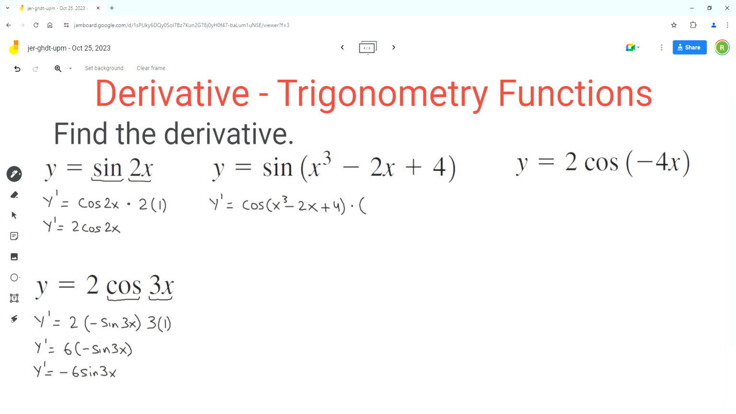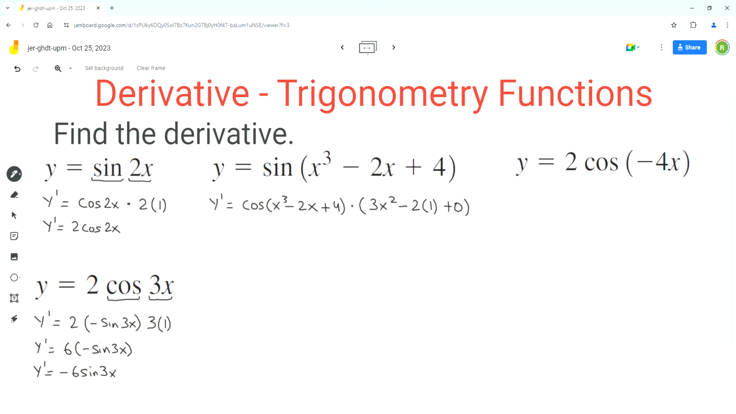As per the power rule, the derivative of x cubed is 3x squared, and the derivative of 2x is just 2. So 2 is the coefficient of the term, so it will stay as it is, and the derivative of x is 1. And the derivative of 4 is equal to 0, because 4 is a constant.